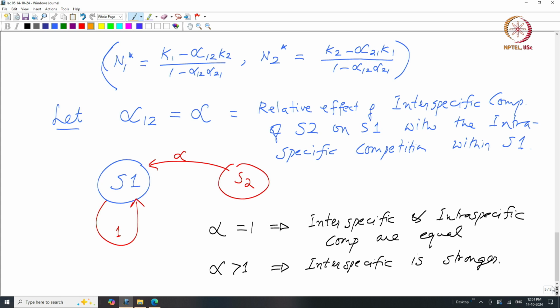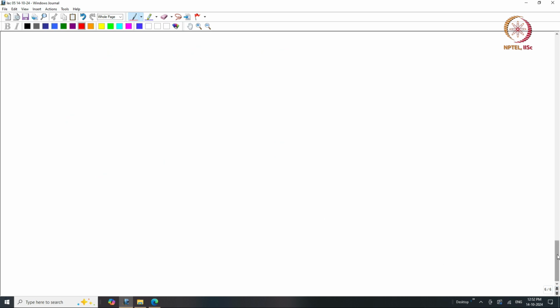And we can arrive at the same interpretations for beta, where beta is the effect of species S1 on S2. And here too we have assumed that S2 influences itself through intraspecific competition with a unit of 1. Okay. Now, that is a very useful interpretation, and with that interpretation what we can do is as follows.